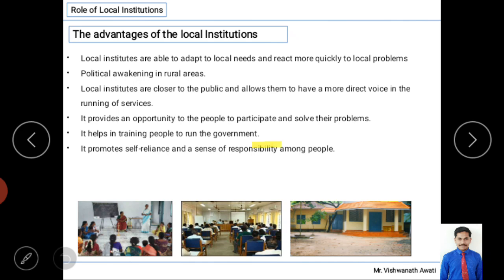So they will feel some responsibilities, right? And they will become self-dependent, not dependent on the government. They will become self-dependent and they will have more confidence among the people.